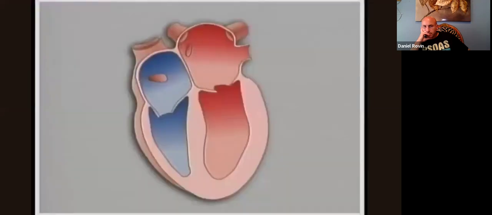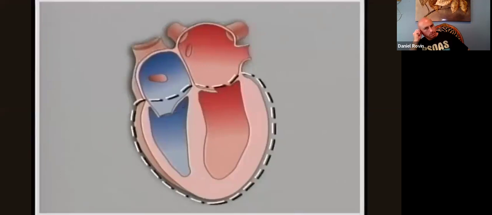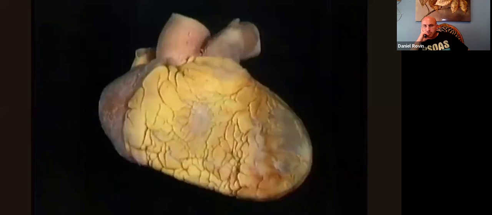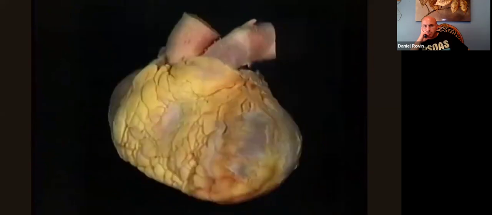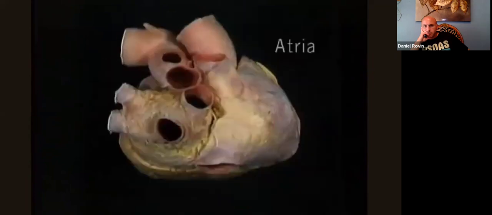Because we so often see simplified diagrams of the heart like this, we tend to think the atria, the inlet chambers, are above, and the ventricles, the pumping chambers, are below. It's perhaps surprising to see that in reality, the atria aren't above the ventricles, they're behind them. Here's the heart in isolation. Here are the ventricles in front. Here are the atria behind.